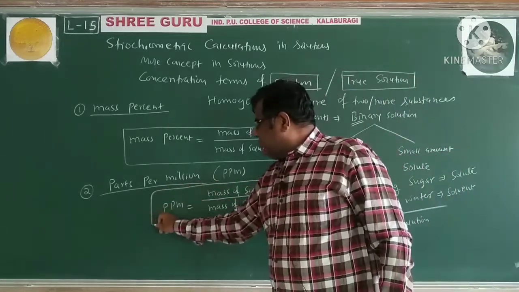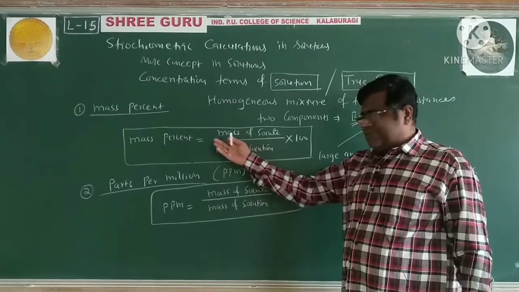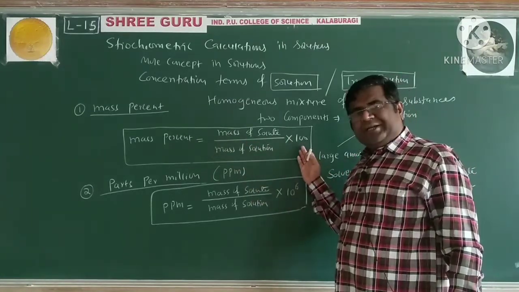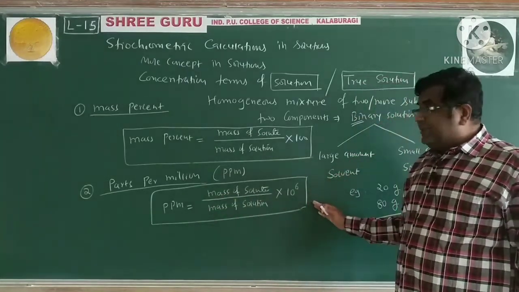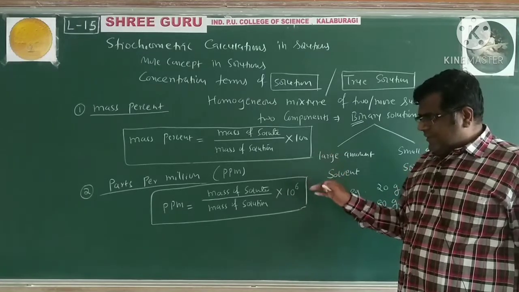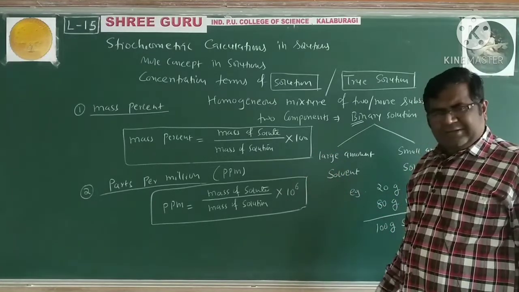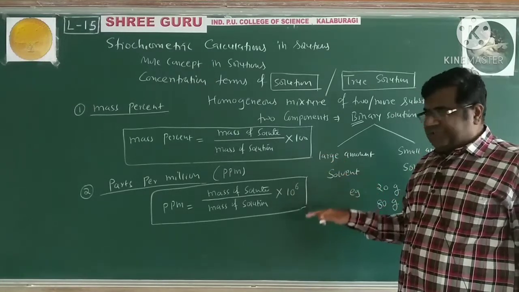So the formula is somewhat similar, but of course there is a difference. Percent means out of 100, and parts per million means out of 1 million. So when we solve questions, again we will look into the formula in detail. But now try to understand what these concentration terms mean.